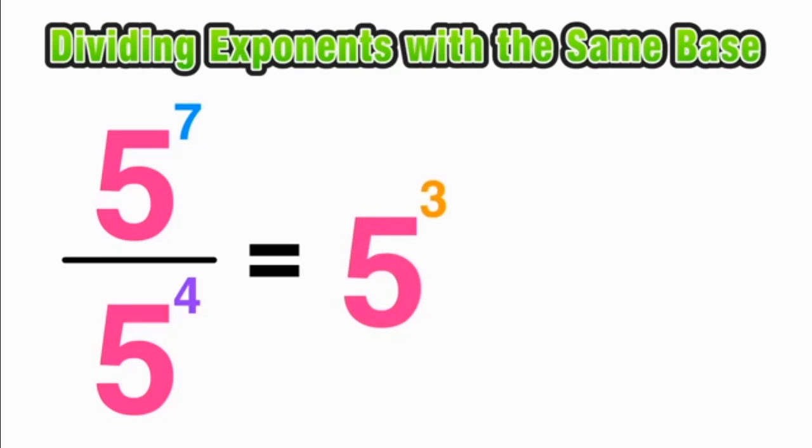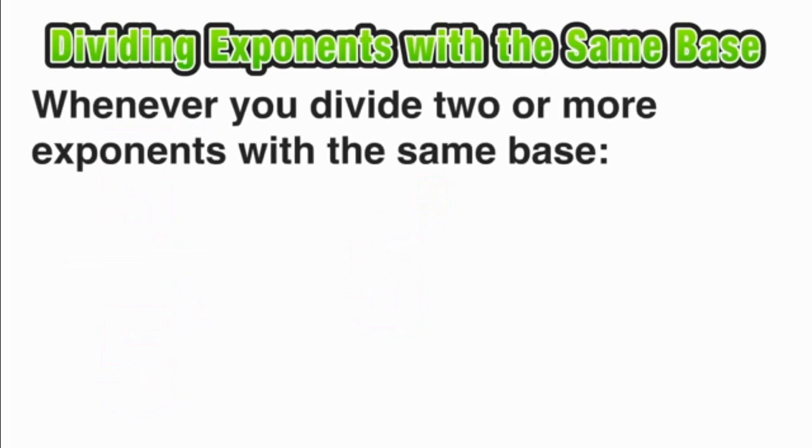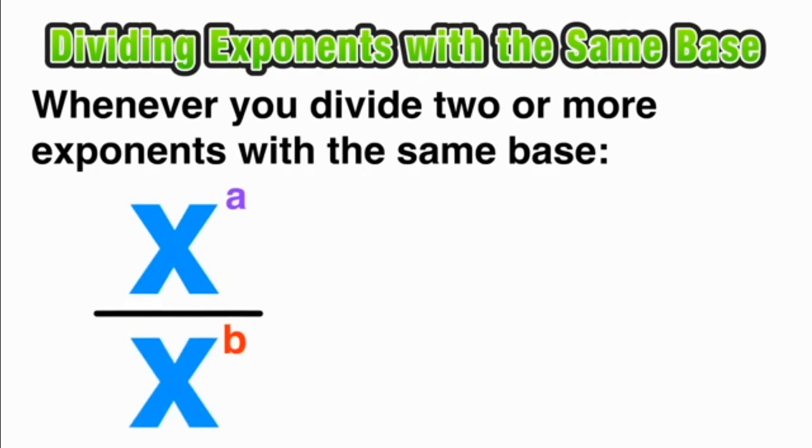Cool. So the question here is, how did we use those exponents of 7 and 4 to result in a value of 3 in our simplified answer? You may have noticed that 7 minus 4 is equal to 3. And this relationship is going to actually be a law for exponents that says that whenever you divide 2 or more exponents with the same base, such as x to the a divided by x to the b, is equivalent to x to the difference of the numerator and the denominator.